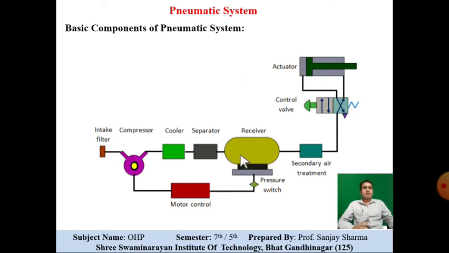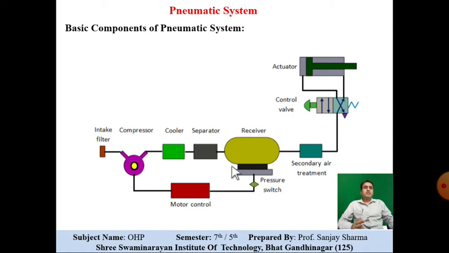This receiver tank is designed as a pneumatic tank which can store high pressure air. It also has some safety device. So a pressure switch is located here. As soon as the safety pressure of the tank is reached, this pressure switch will actuate, and it will send a signal to the motor control and cut off the motor.